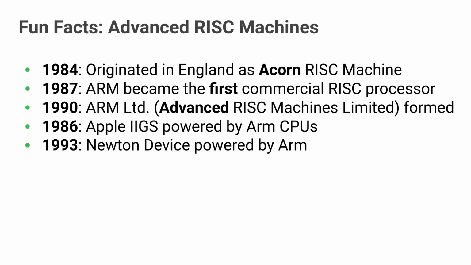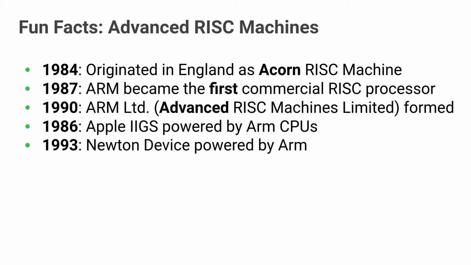Here are some fun facts about ARM. If you didn't know, ARM stands for Advanced RISC Machines. Although in 1984, when ARM was created in England, it was initially named the Acorn RISC Machine. In 1987, ARM became the first commercial RISC processor available. And in 1990, the ARM Ltd company was formed, and that's when the name changed to what it's currently known as, the Advanced RISC Machines processor.